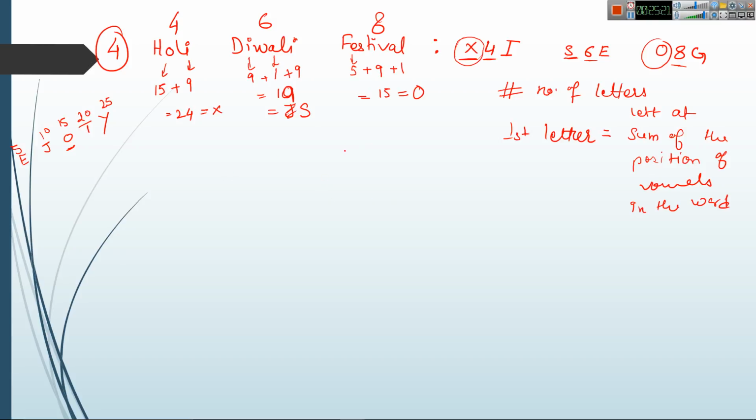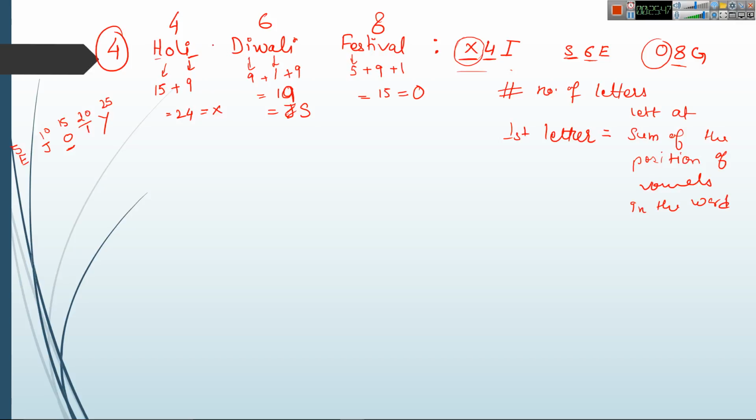Now we will go to the second letter. For the second letter in Holi we have I. So from the code we can see that either it is the last letter as it is, or when we see the first letter H, I just comes after H. So either it can be the first letter plus one or the last letter itself. So we can't conclude from Holi itself.